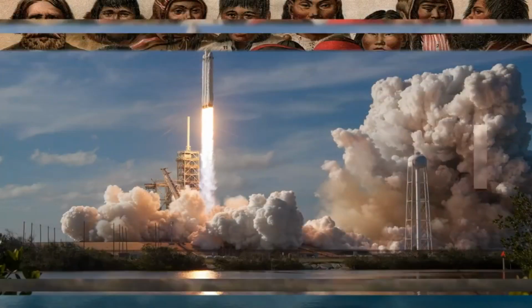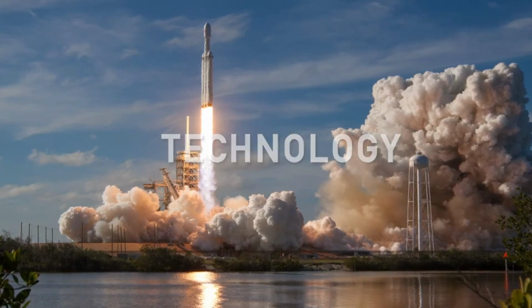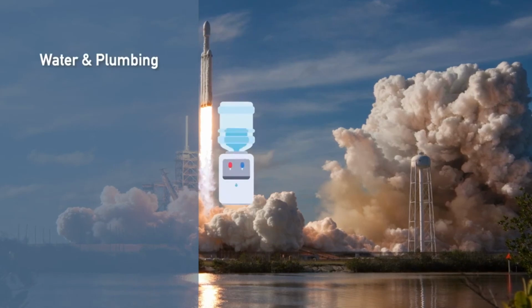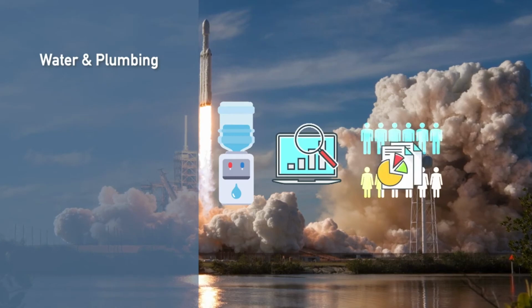The fourth way that I looked at how countries could be different from each other would be their technology and their infrastructure. I first looked at their water and their plumbing, their water usage, their water quality, the percentage of people that have a good sanitation in their homes.